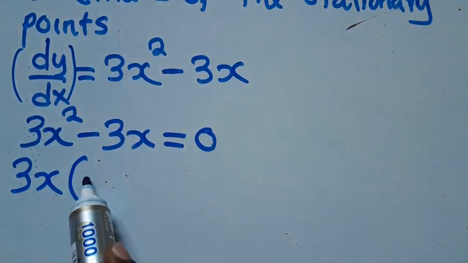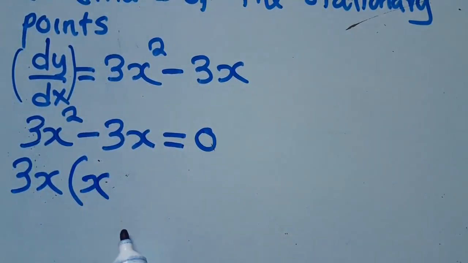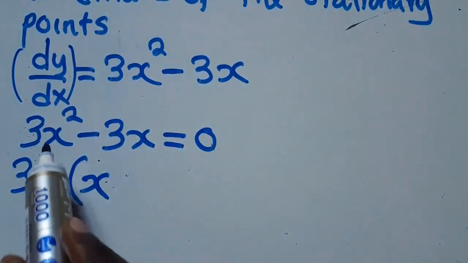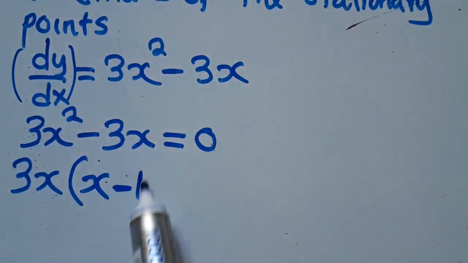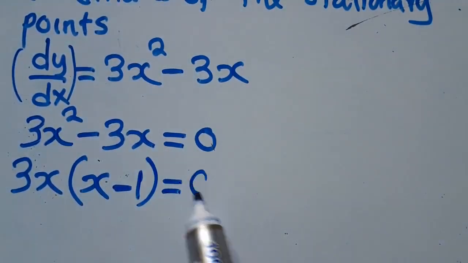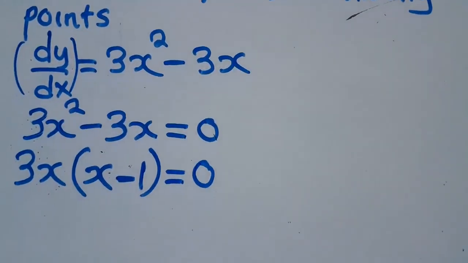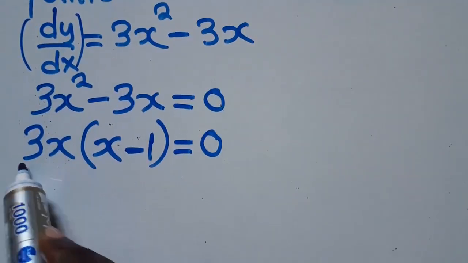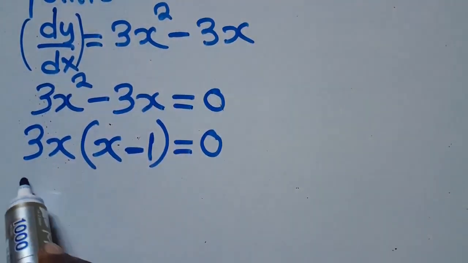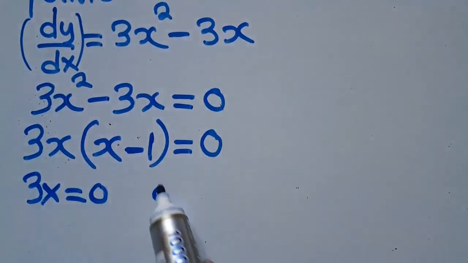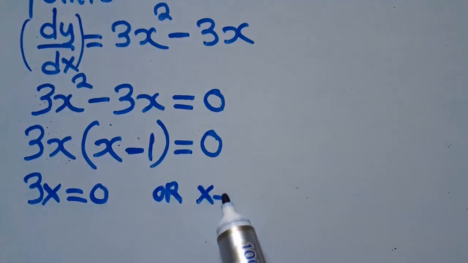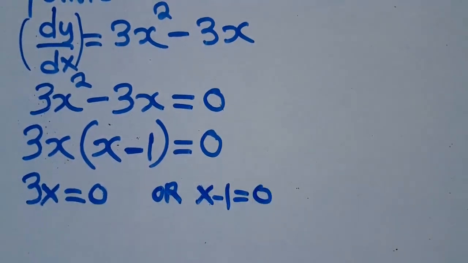3x into 3x squared, it is just x, such that if you multiply here, you go back to that. Minus 3x into 3x, it is 1. You do this, which is equal to 0. Then you equate this to 0, even that to 0. So 3x is equal to 0, or x minus 1 is equal to 0.